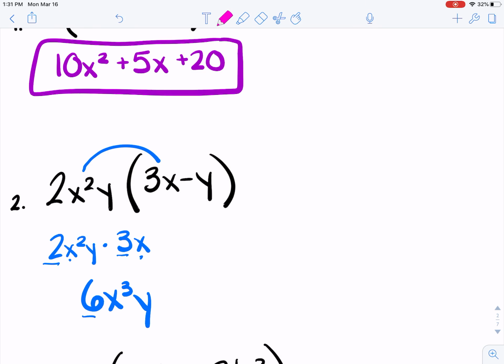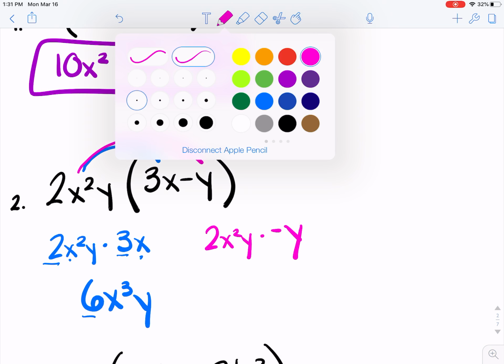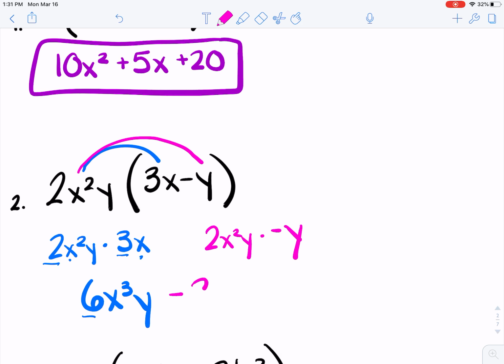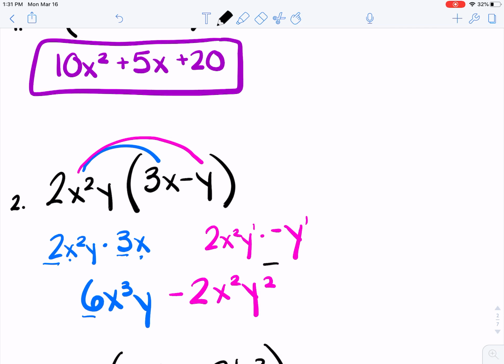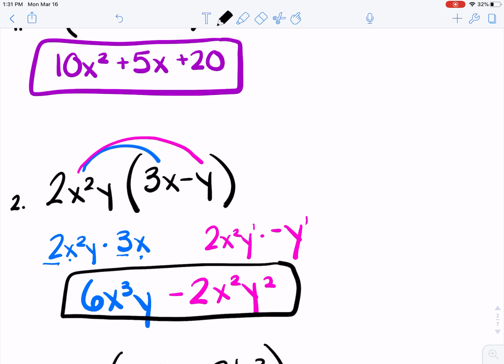Next, I'm going to multiply 2x squared y times negative y. That is going to give me negative 2x squared y squared. The negative sign turns into a subtraction sign here because when it's written next to another term, it becomes subtraction. I only have x squared all by itself, but I am going to combine the y's. I have y to a power of 1 in the first and y to a power of 1 in the second. When I combine them, it becomes y squared. And these are not like terms, therefore I cannot go any further with simplifying, so this would be my final answer.